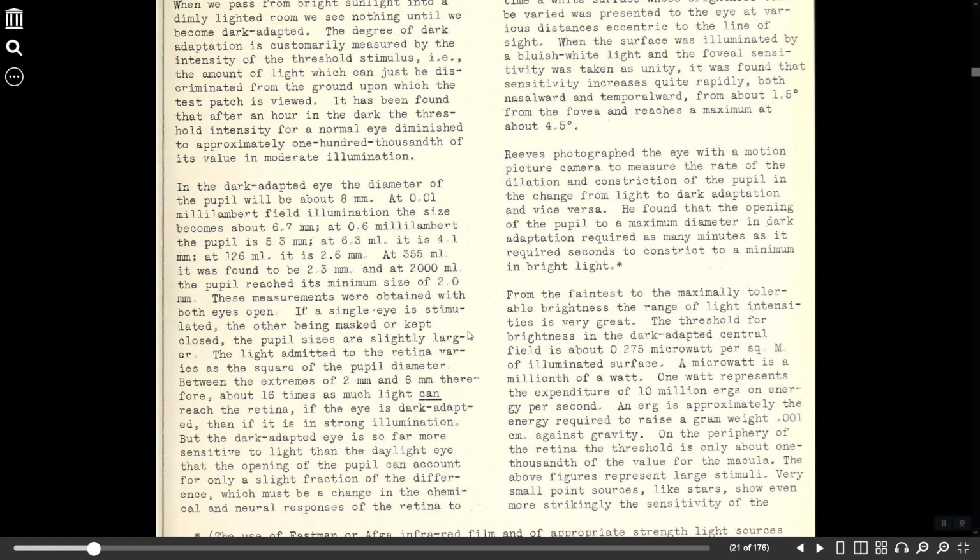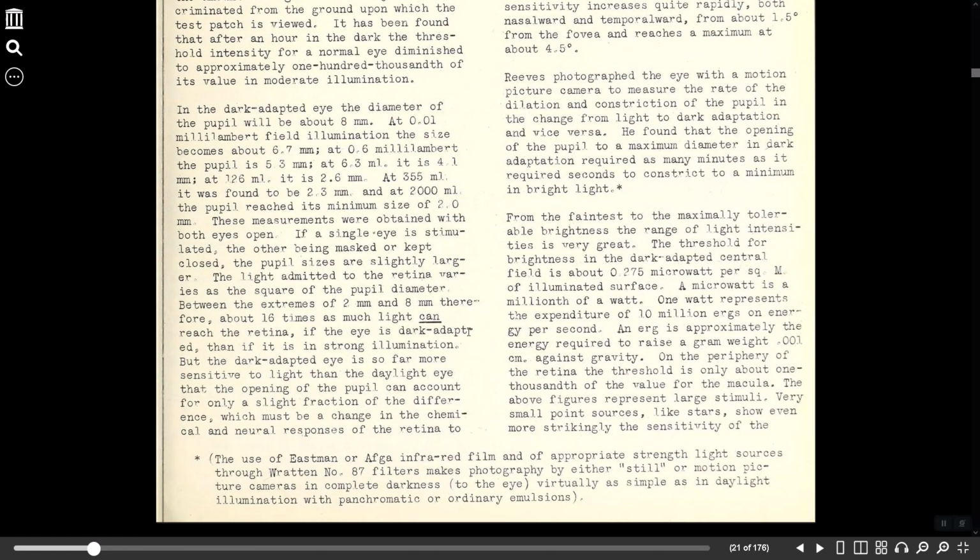Reeves photographed the eye with a motion picture camera to measure the rate of the dilation and constriction of the pupil in the change from light to dark adaptation and vice versa. He found that the opening of the pupil to a maximum diameter in dark adaptation required as many minutes as it requires seconds to constrict to a minimum in bright light.